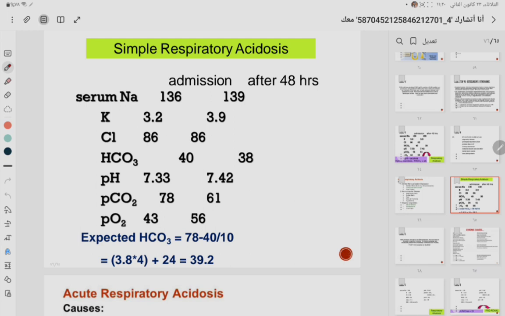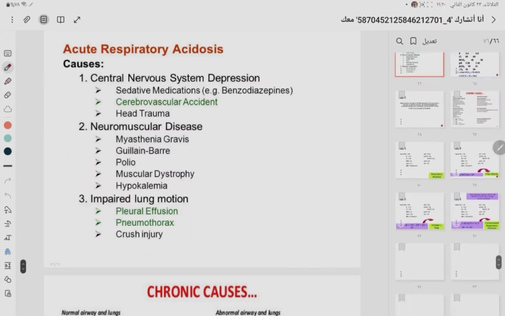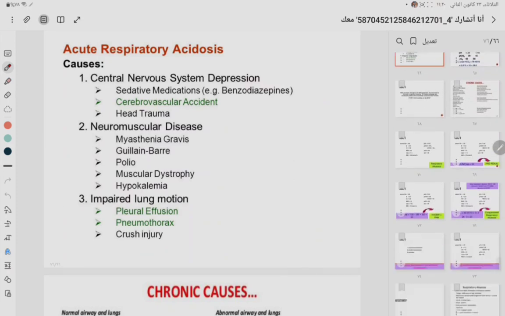Next. Acute respiratory acidosis causes: CNS depression, sedatives, benzodiazepines, CVAs, and head traumas, anything that affects the respiratory rate. Neuromuscular: myasthenia, Guillain-Barré, polio, muscular dystrophy, hypokalemia, all of them cause hypoventilation and CO2 buildup. Impaired pulmonary function: effusion, pneumothorax, and this stuff.